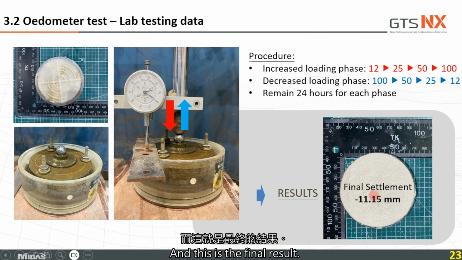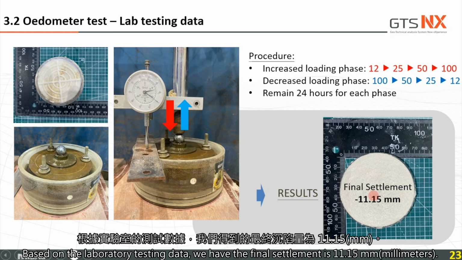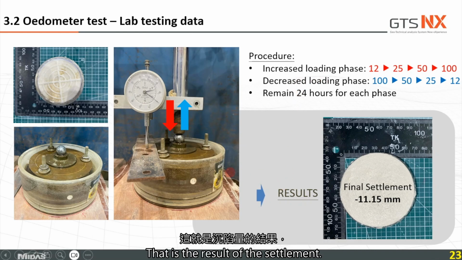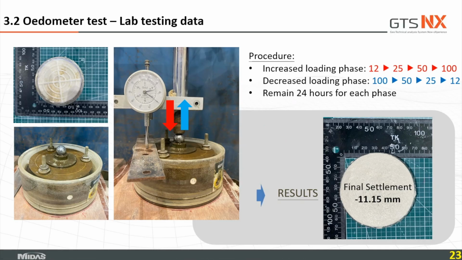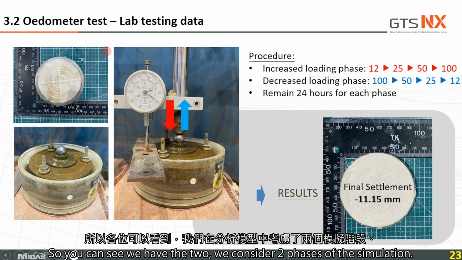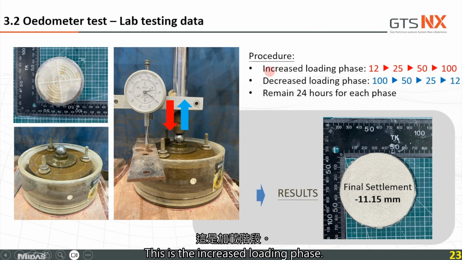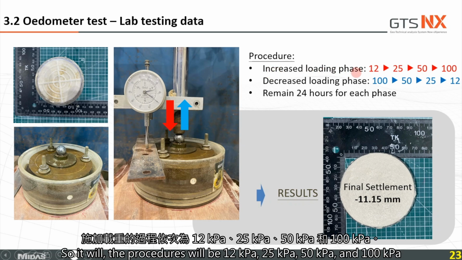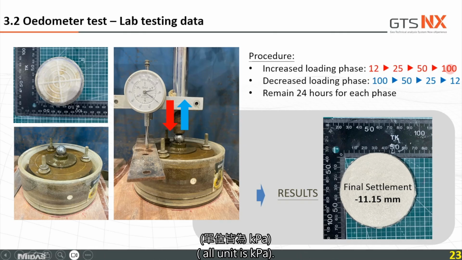And this is the final result. Based on the laboratory testing data, we have the final settlement is 11.15 millimeters. That is the result of the settlement during the loading phase and unloading phase. So you can see we consider two phases of the simulation. This is the increased loading phase. So the procedures will be 12, 25, 50, and 100 kilopascal.